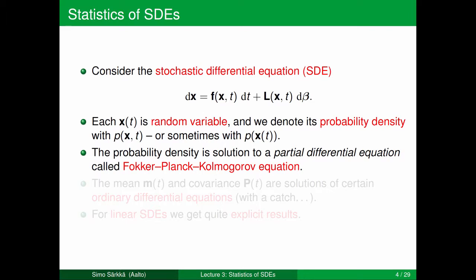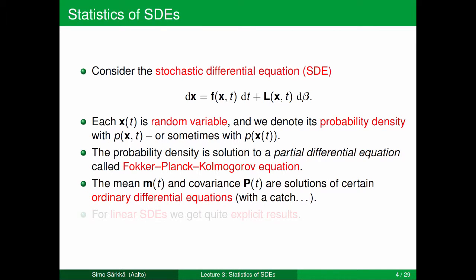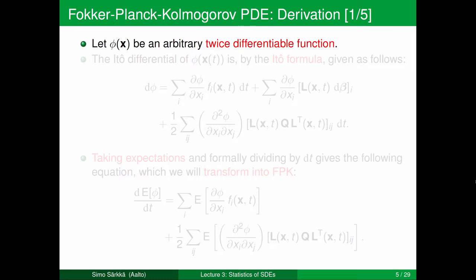The probability density is a solution to a certain partial differential equation, which is called the Fokker-Planck-Kolmogorov equation. The distribution also has a certain mean and covariance, which are functions of t, and they are solutions to certain ordinary differential equations. However, it turns out that solving these equations is not so straightforward, but anyway, in principle, we can write them down. And in the linear case, they turn out to be very useful for the actual computation of the mean and covariance.